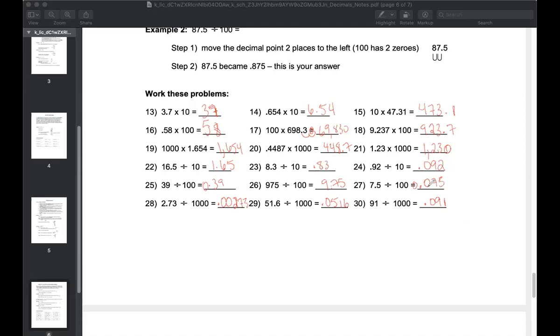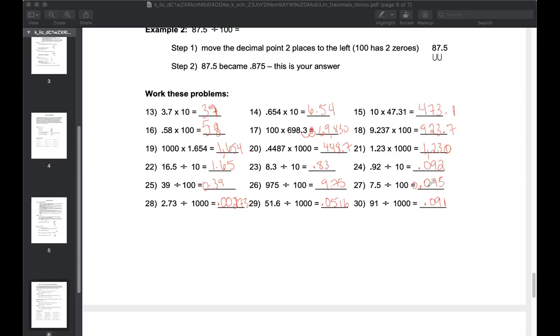Okay, so this is the shortcut. Whenever we're multiplying by multiples of 10, so 10, 100, 1,000, we just go one place to the right when multiplying by 10. We're multiplying by 100, 2 places to the right. We're multiplying by 1,000, 3 places to the right.